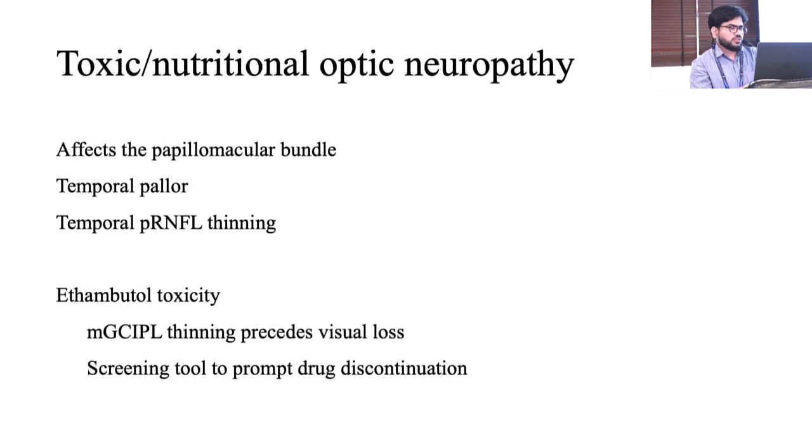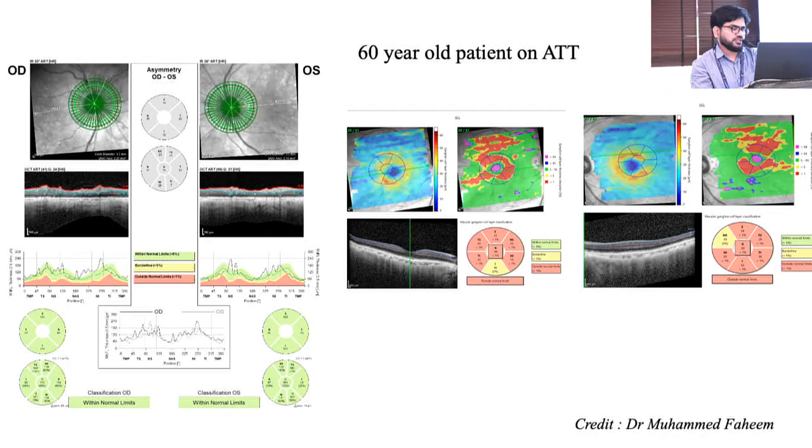Coming to the toxic or nutritional optic neuropathy, very nice examples already given by Dr. Nishida. As we all know, it presents with bilateral painless slow loss of vision, affects the papillomacular bundle. You will see temporal pallor, and on the RNFL map you will see temporal thinning and diffuse thinning of the ganglion cell layer. Take ethambutol toxicity, which is very commonly seen in TB patients in India. The important thing here is that the macular ganglion cell thinning precedes vision loss, and it can be used as a screening tool to prompt drug discontinuation.